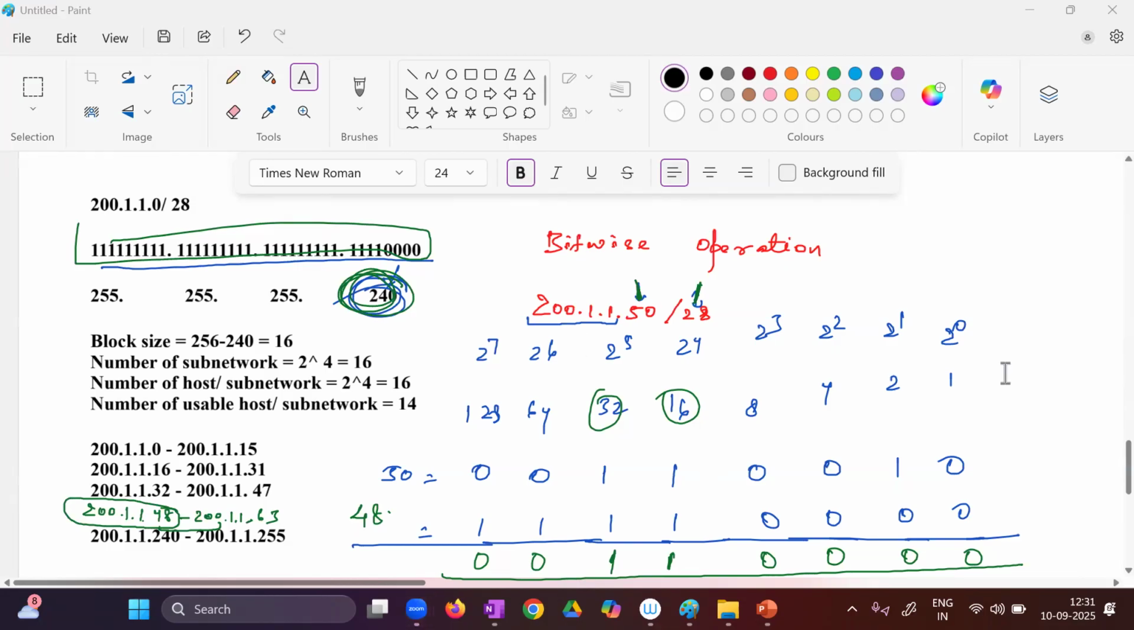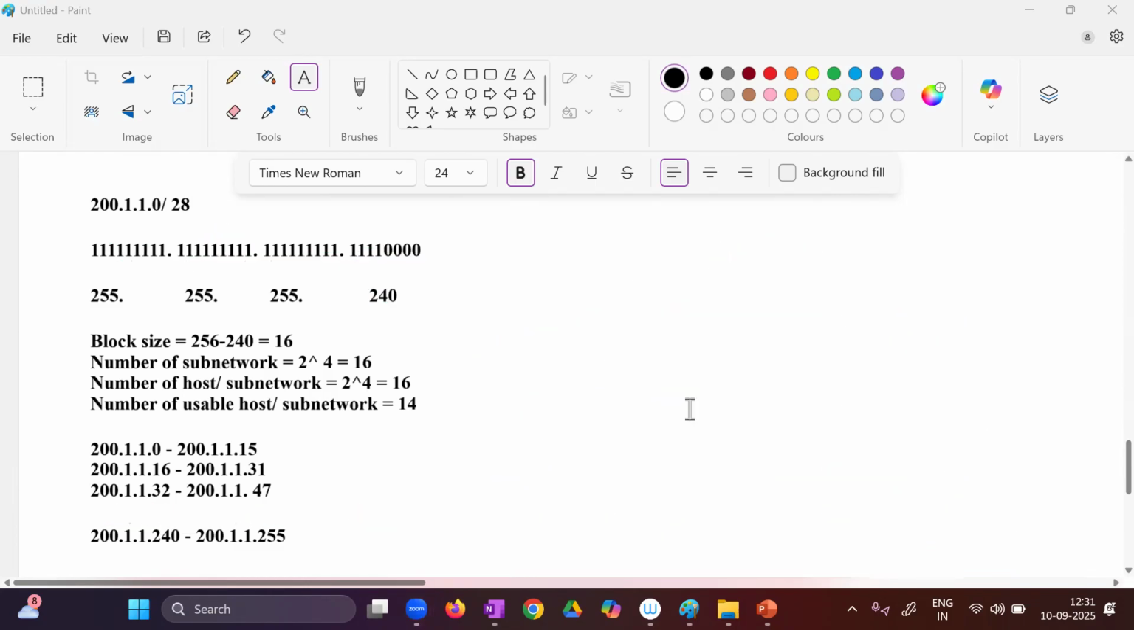Okay, so next question for you. You will try now, okay? And you will tell me using the bitwise operation method. I'm giving you one IP, 200 dot 1 dot 1 dot 100 slash 28. Tell me, what is the network address for this particular IP address?